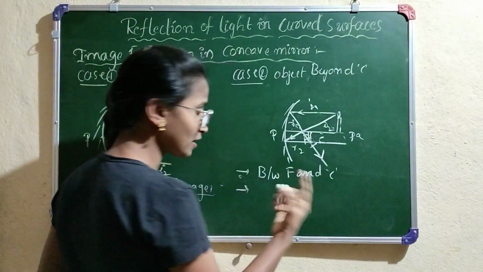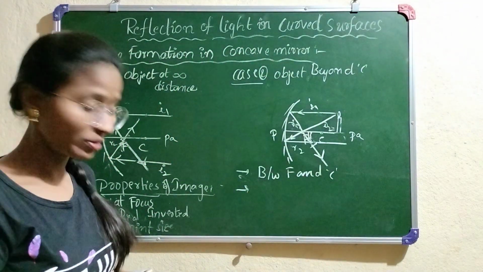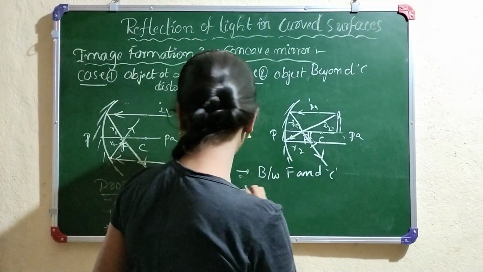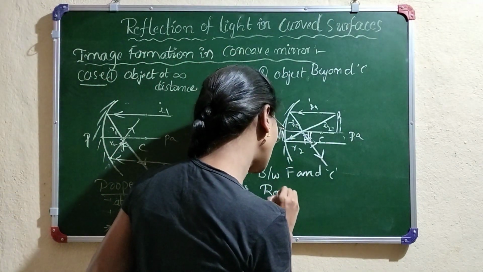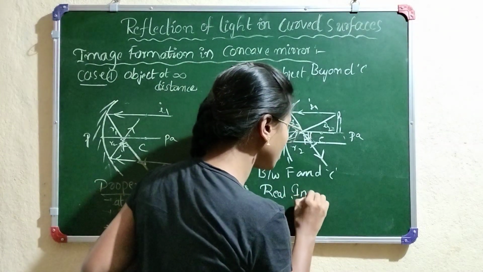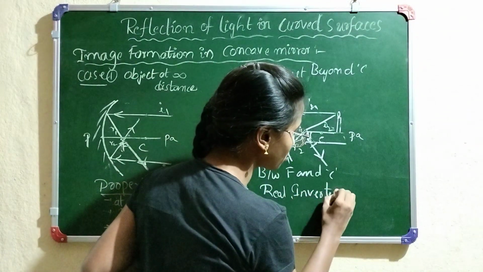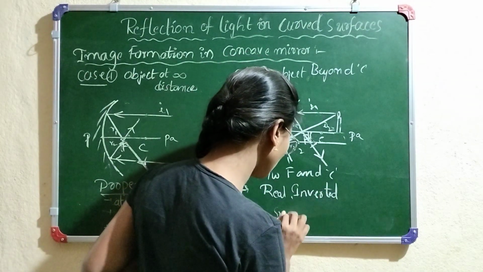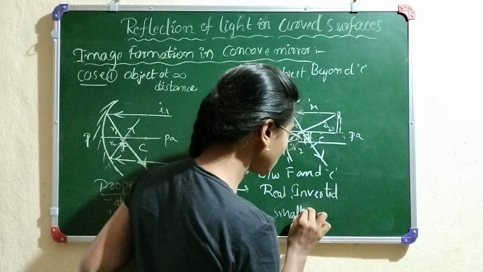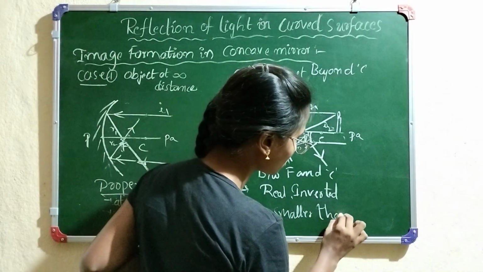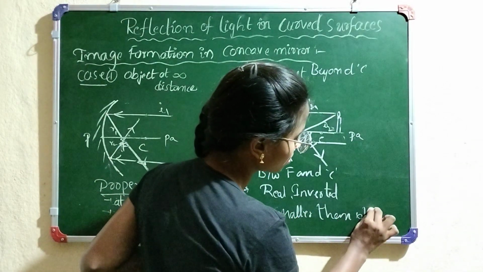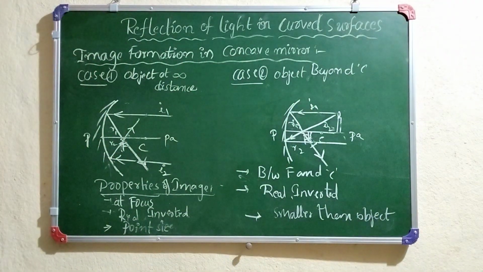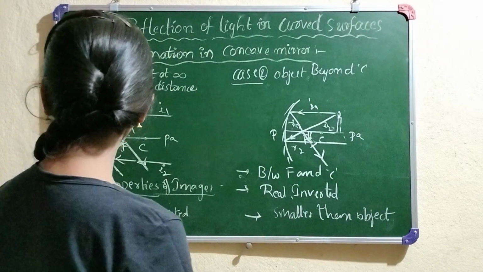Next, you have to write a statement in the exam. Don't write like this, point-wise. Second one is that it is a real image only, and also an inverted image only. We can observe it is an inverted image only, real and inverted, and size smaller than the object. Yes, smaller than the object. Am I clear? Smaller than the object. This is case 2.